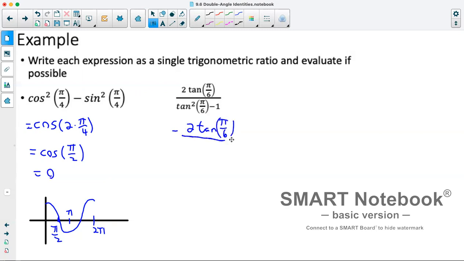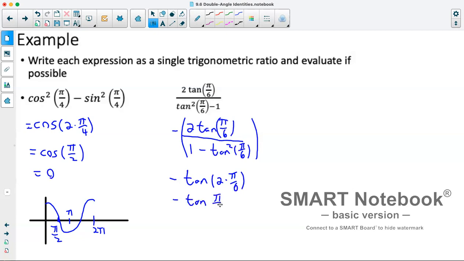We have that negative in front of everything, over, factoring the negative out will change the signs of these, and might as well change the order. So we've got 1 minus tan squared of pi over 6. Now this part here, that does not include that negative in front, now matches one of our trig identities. So that's negative tan of 2 times pi over 6, which is negative tan of pi over 3.